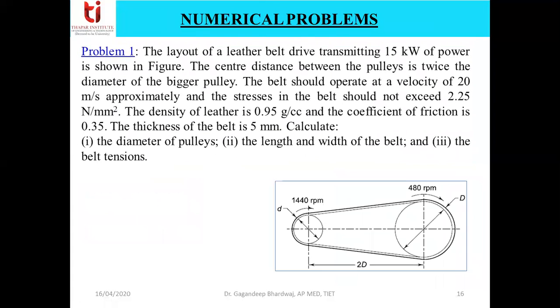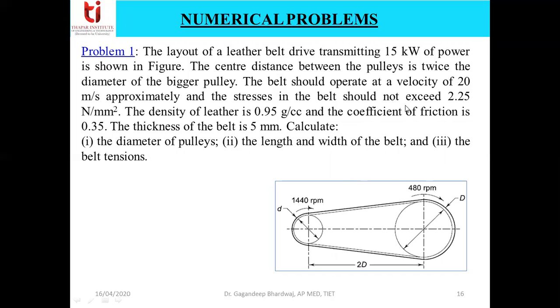So we will solve one numerical problem. Two pulleys are given, one driving and another driven, and the power transmitting capacity is 15 kilowatt, and the center distance between the pulleys is twice the diameter of the bigger pulley. If the bigger pulley diameter is capital D and the smaller is small d, the center distance will be 2 times the bigger pulley diameter. Also RPM is given. The smaller pulley is rotating at 1440 RPM, and the larger pulley at 480 RPM.